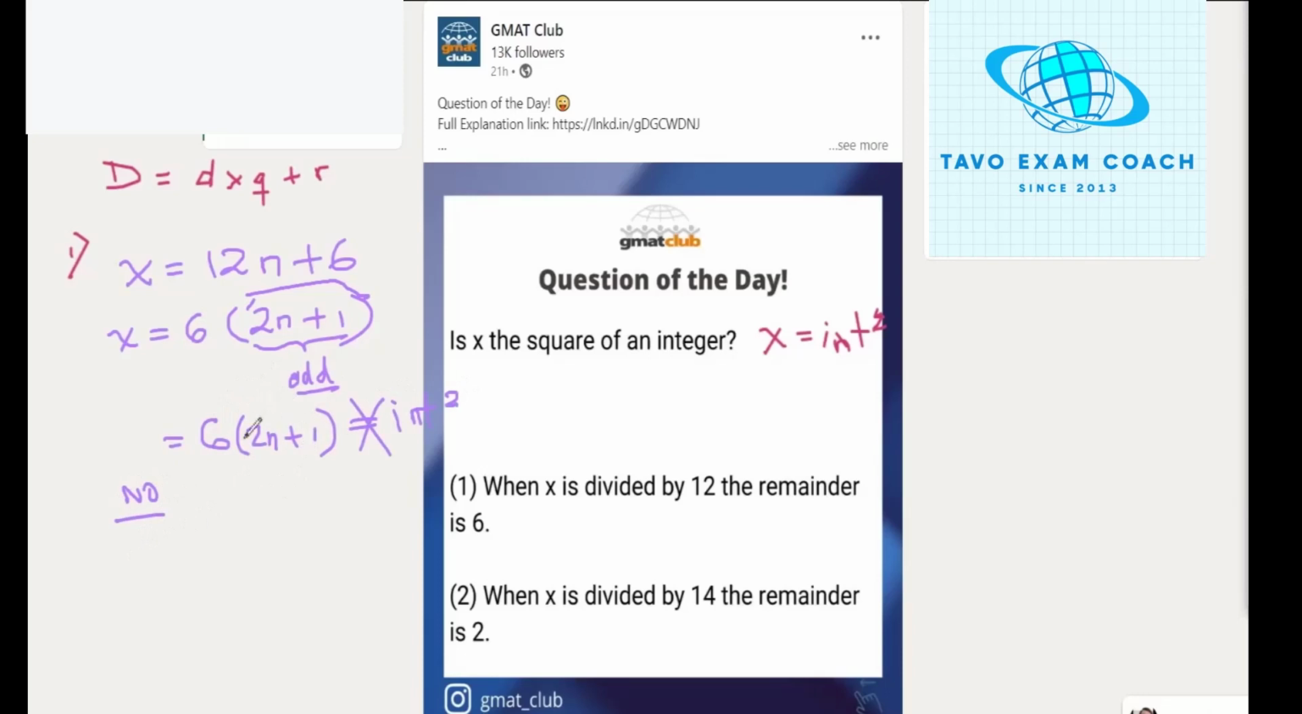What about statement 2? Statement 2 says that when x is divided by 14, the remainder is 2. Let's analyze this. x is 14 times some integer n plus 2. Let's analyze whether there are some situations where this expression can be the square of an integer. What about when n equals 1? If n equals 1, then x equals 14 times 1 plus 2, which yields 16.